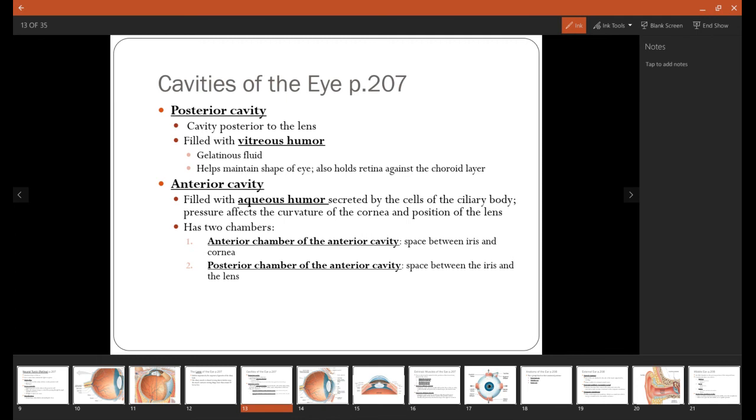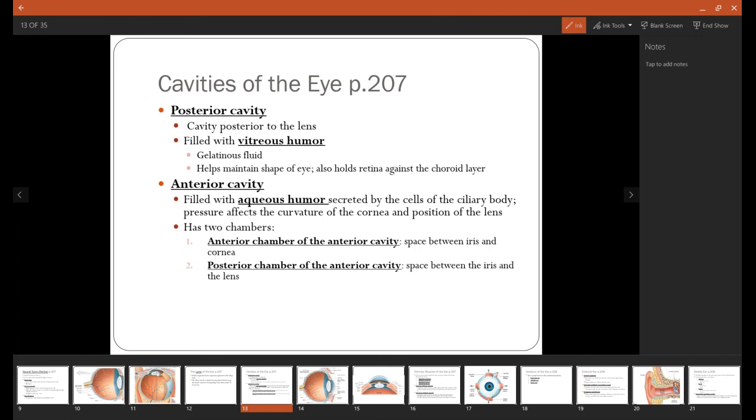The posterior cavity is everything behind the lens, and this is filled with something called vitreous humor, which is almost like a jelly, and that is just going to help keep the shape of the eye and also push the retina up against the choroid layer. That way those cells can receive oxygen and nutrients.